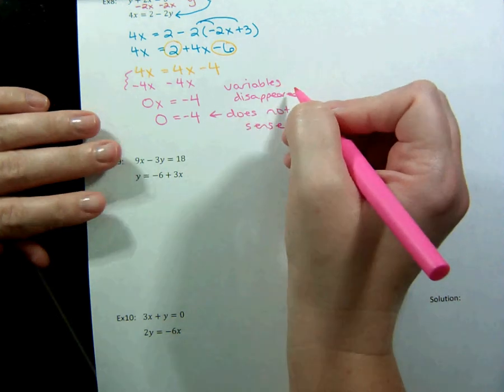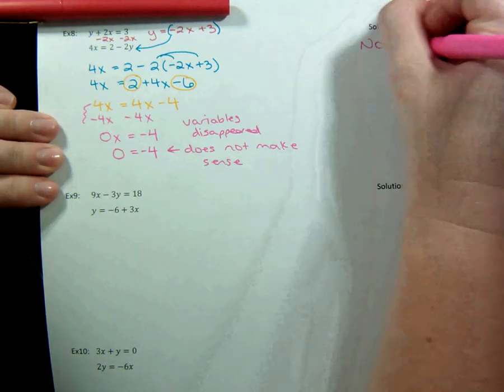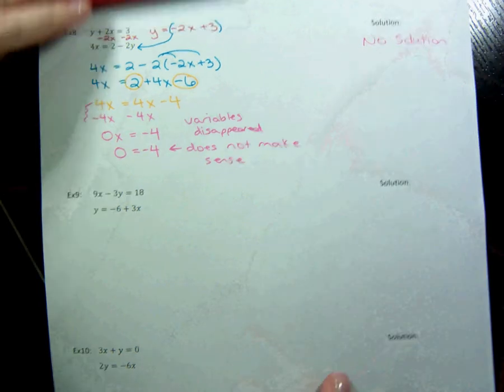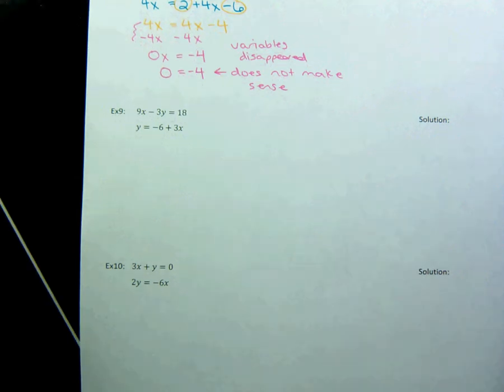If the variables disappear and you get to something that does not make sense, there is no solution. Let's look at the next one. Example 9.